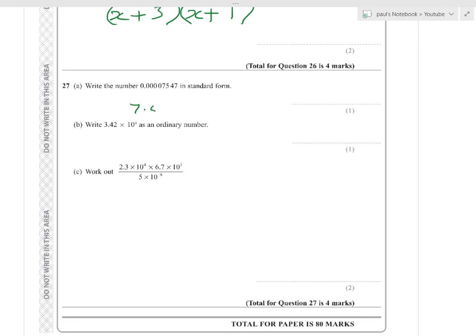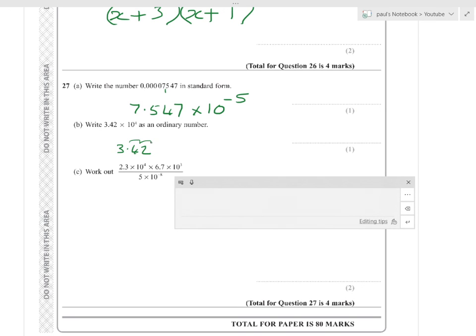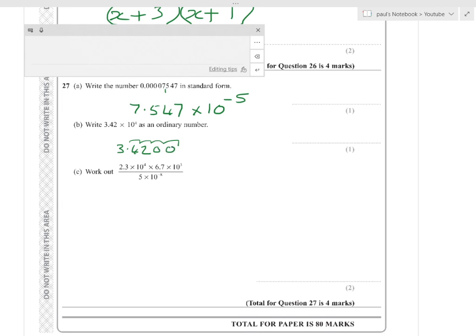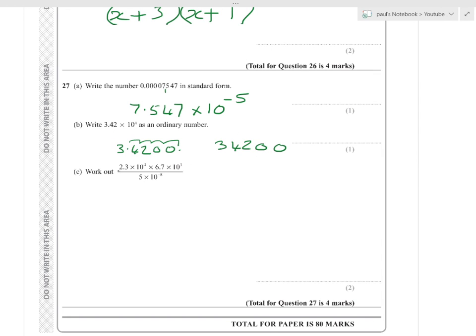Write the number in standard form. So we're going to get 7.547 times 10 to the minus, it's a very small number. So from there, I'm going to go 1, 2, 3, 4, 5. Minus 5. Write that as an ordinary number. So I'm going to go 3.42 and I'm going to go 1, 2, 3, 4. Fill that all up. So that will equal 34200.